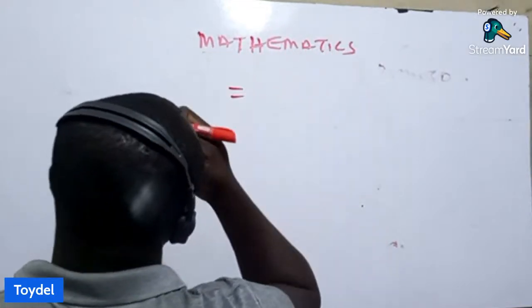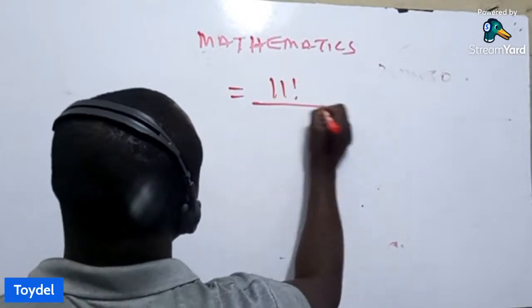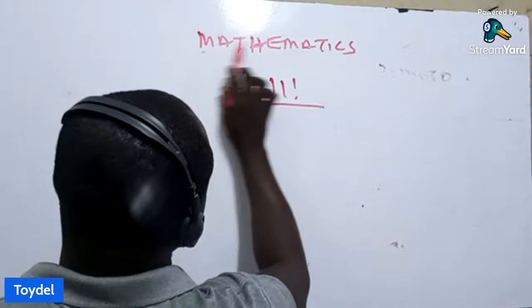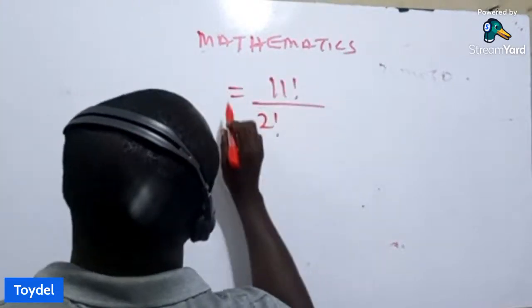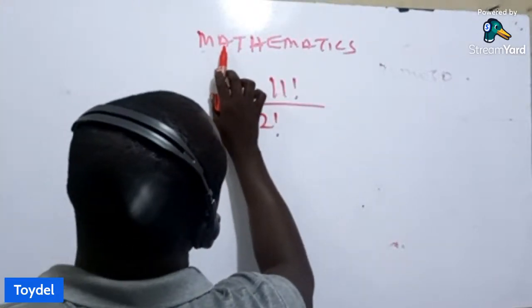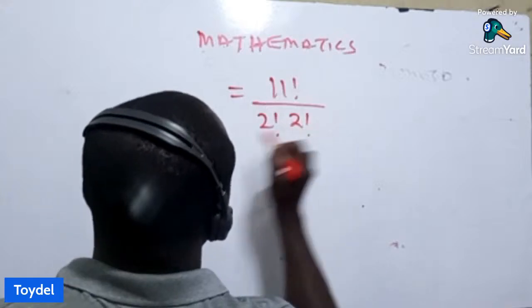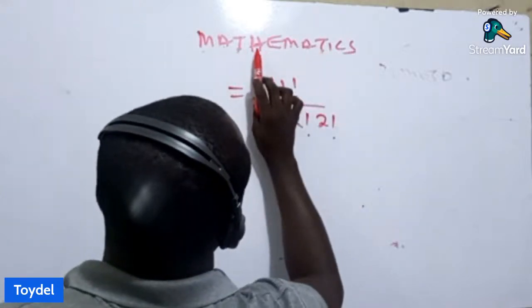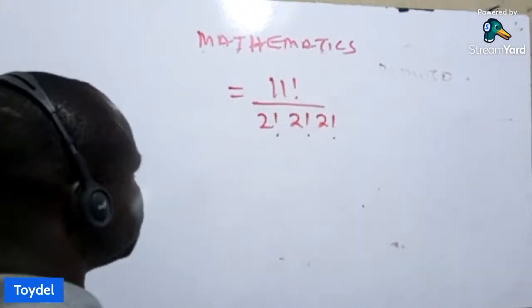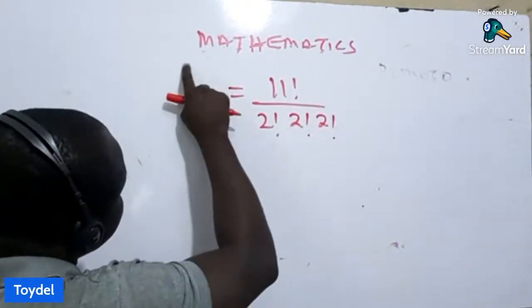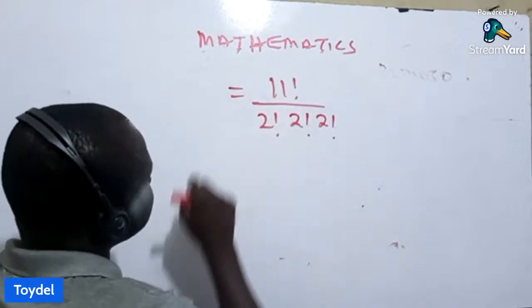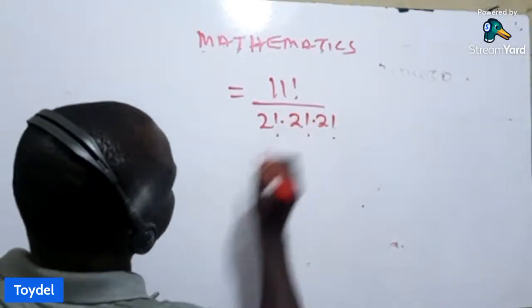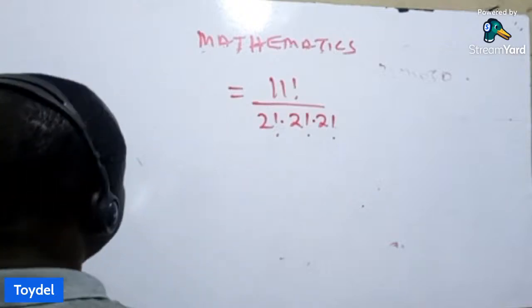So the permutation, the arrangement will now be 11 factorial all over. There are 2 M's there, 1, 2. And you cannot differentiate between these two. So that will be 2 factorial. A, we have 2, 1, 2. That will be another 2 factorial. T, there are 2 factorial. Then every other one is 1, 1, 1. So 1 factorial is 1. So we don't bother ourselves with it. So the number of arrangements of the letters of the word mathematics is going to give us 11 factorial all over 2 factorial multiplied by 2 factorial multiplied by 2 factorial. And that is what the permutation will be.